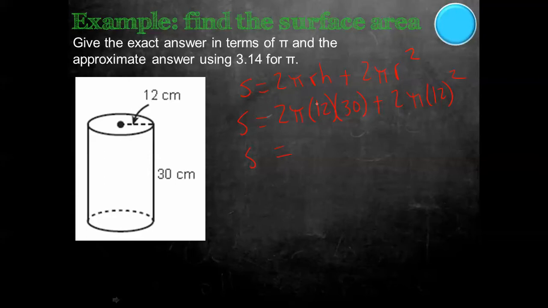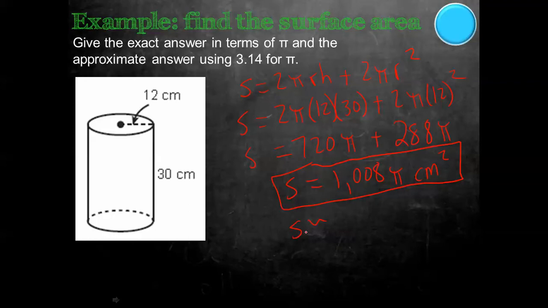So now we're going to take these two, 12 times 30, which is 360, and then we're going to multiply that by 2, which is 720. So we have 720 pi. 12 times 12 is 144, and then we multiply that by 2, and we get 288 pi. And now, since these both have pi attached to them, we can just add the 288 and the 720, and then we'll keep the pi at the end. So our exact answer is 1,008 pi centimeters squared.